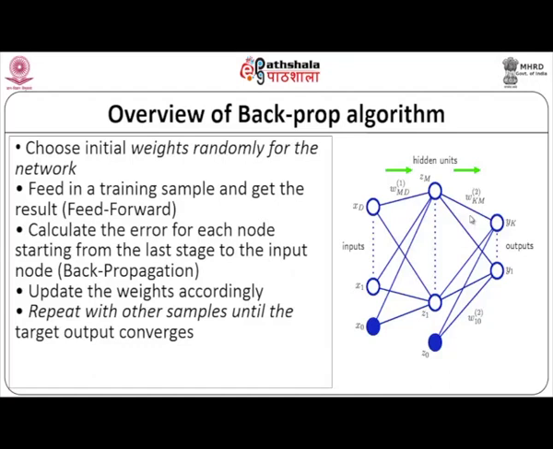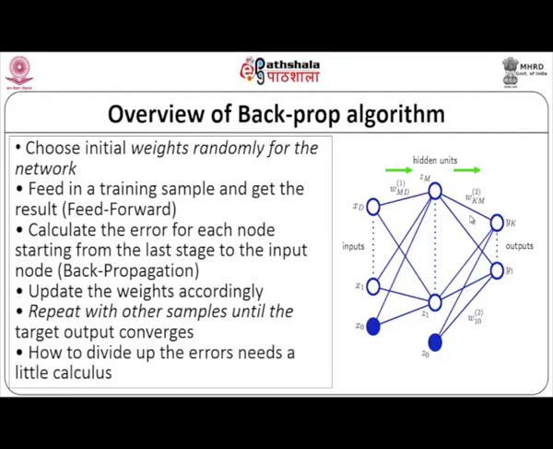This is very interesting because we are starting with random weights. So, you choose the initial weights randomly, and let us assume 3 layers here: input, hidden and output. So, you start with random weights throughout, feed in a training sample and get the output. This is basically what we do for a feed forward. Now, you calculate the error for each node starting from the last stage to the input node. So, you go the other way around. Update the weights accordingly and repeat with other samples until the target output converges correctly. So, this is the overview of the backpropagation algorithm.